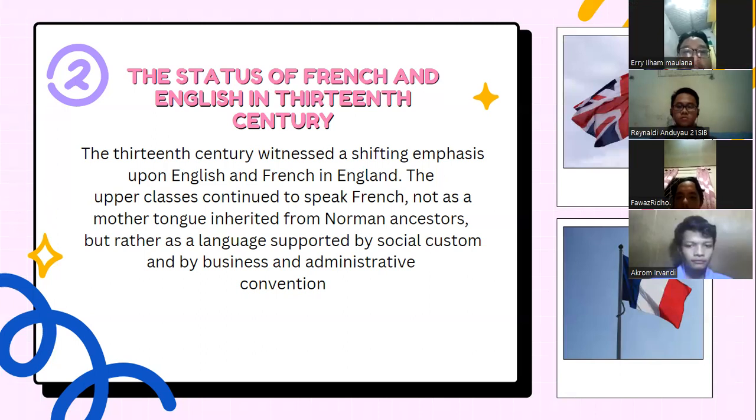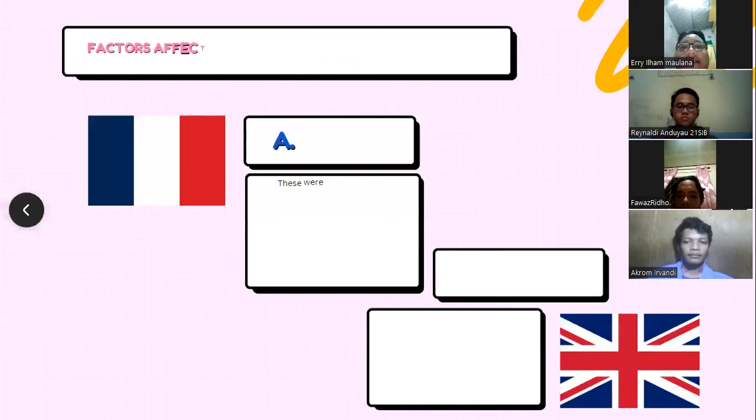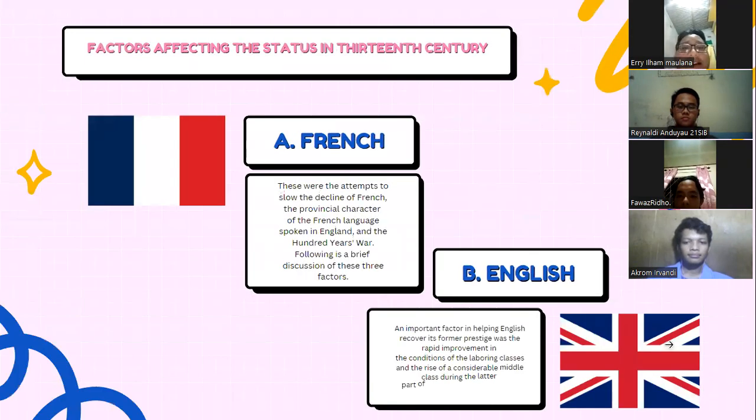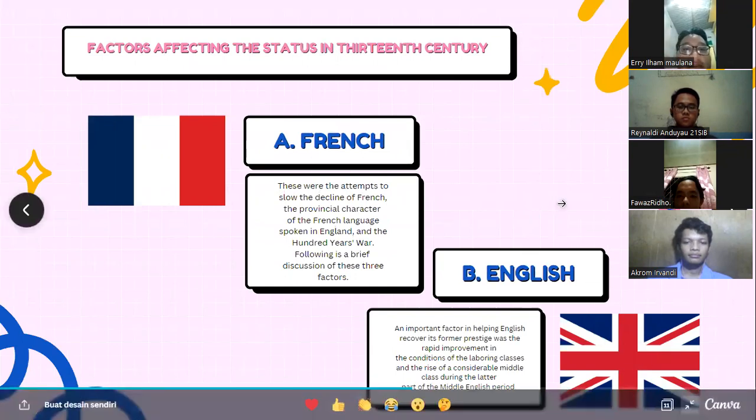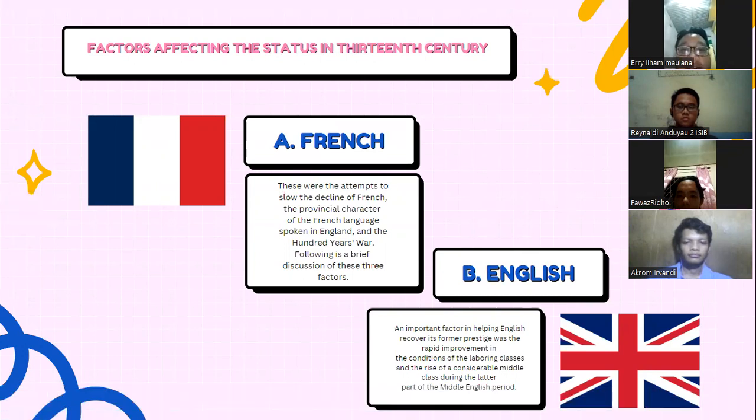In this material, we are going to talk about the status of English and French in the 13th century. The 13th century witnessed a shifting emphasis upon English and French in England. The upper classes continued to speak French, not as a mother tongue inherited from Norman ancestors, but as a language supported by social custom and by business and administrative convention. At the same time, English made steady progress, and by the middle of the century it became generally used by the upper classes. By the end of the century, some children of the nobility spoke English as their mother tongue and had to be taught French from manuals provided with English glosses.